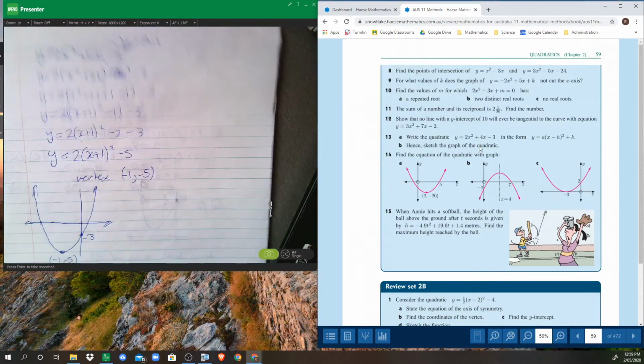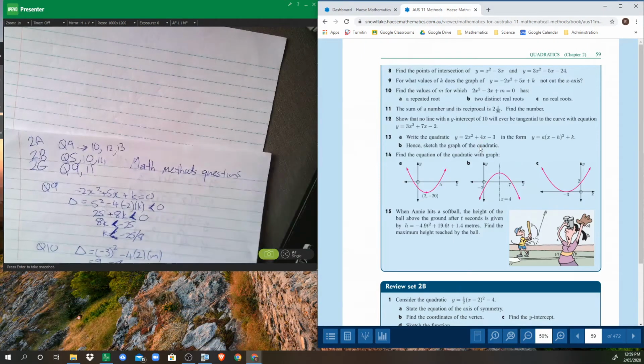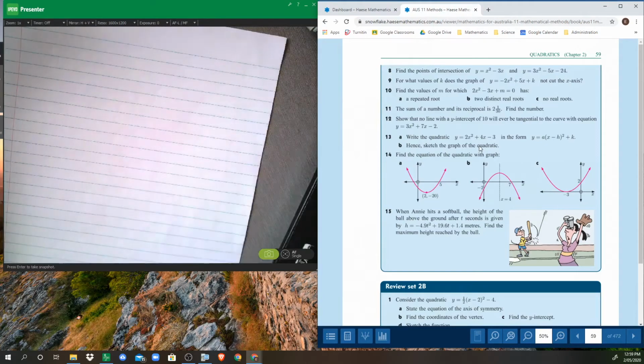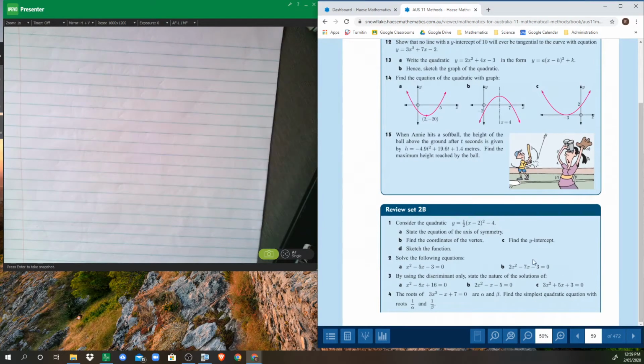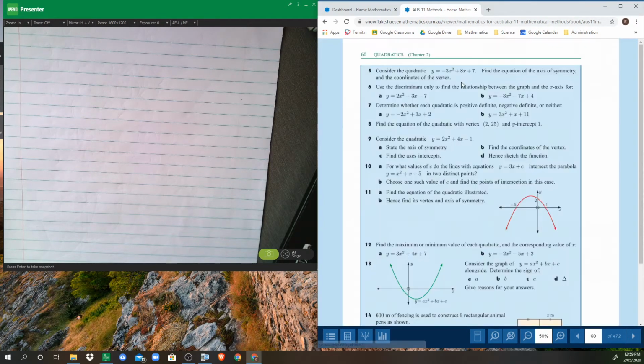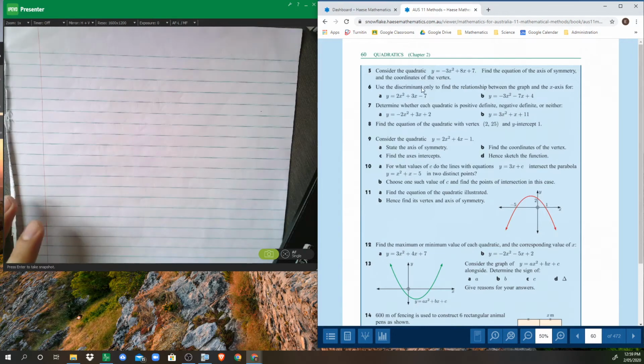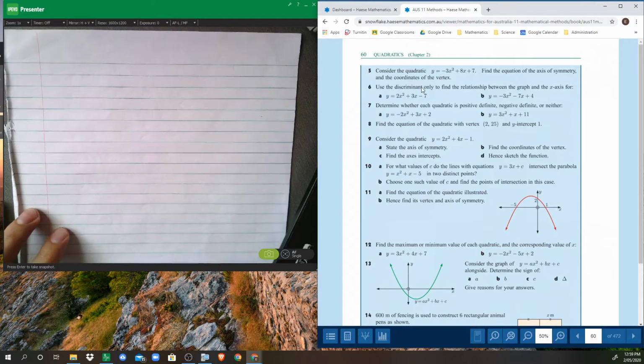Okay, moving on. Let's find some other questions to do. So we've done those ones. Let's do 2B. All right, 2B. Questions 5, 10, and 14. Move across. Consider the quadratic. Find the equation of the axis of symmetry and the coordinates of the vertex.